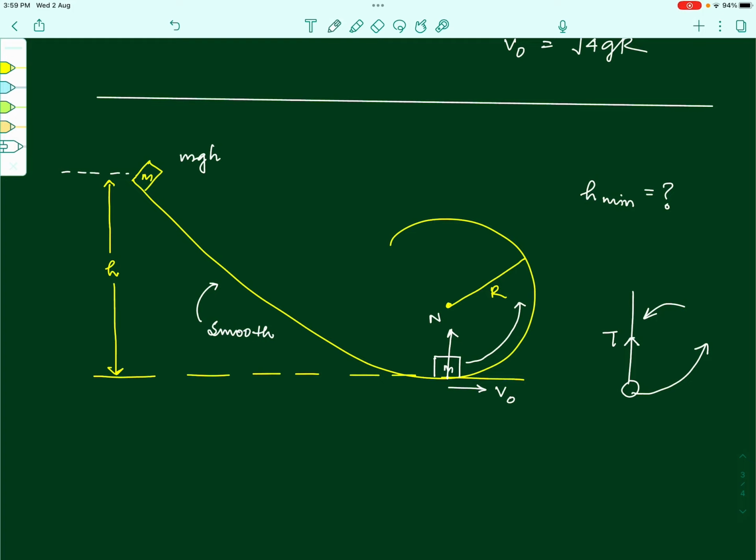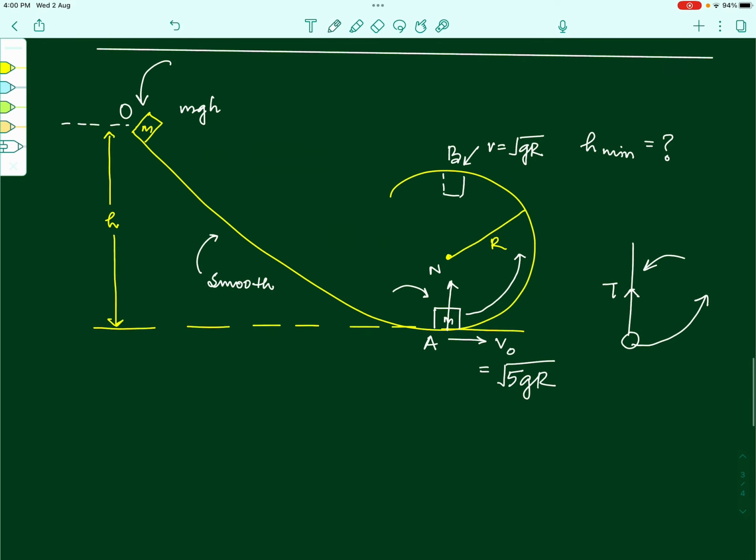What is the result? If we want this block to be able to complete this vertical circle, by the time it reaches the topmost point, its velocity should be root of gr, which also means that the velocity at the lowest point should be root of 5gr. So all you need to do now is choose any of these 2 points, the point A or the point B, and use the law of conservation of energy between the starting point, call it the point O, and any of these points A or B.